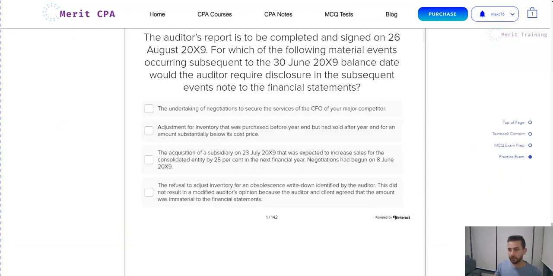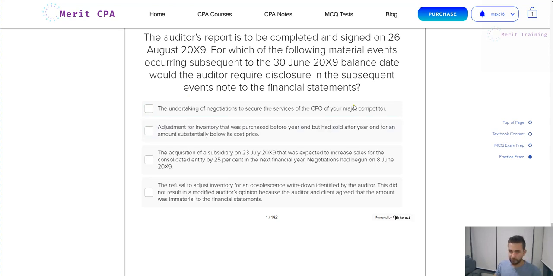So taking that into account, let's go through each of these. The first one, undertaking of negotiations to secure the services of the CFO of your major competitor. This is not a disclosing event, right? It's not material. It's not an event that's happened after the reporting period. It's not something that you just need to report, right? So A is not correct.